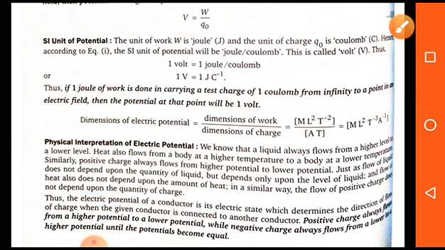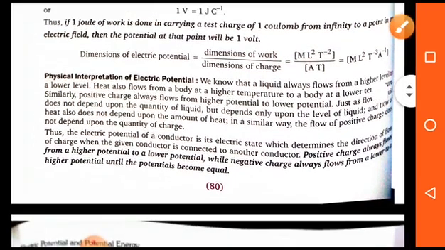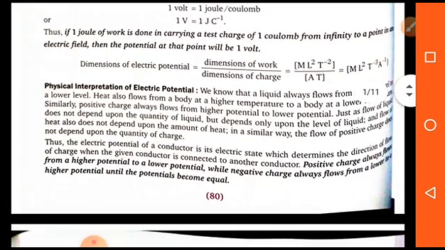Now the dimension of electric potential is given as ML^2 T^-3 A^-1. Now we will study the physical interpretation of electric potential. Physical interpretation of electric potential means, as we know, if we have a heavy charge, that means the amount of charge is more, and if we have a small charge, then the potential drop is always carrying from high potential to low potential, and this shows the physical interpretation of electric potential.